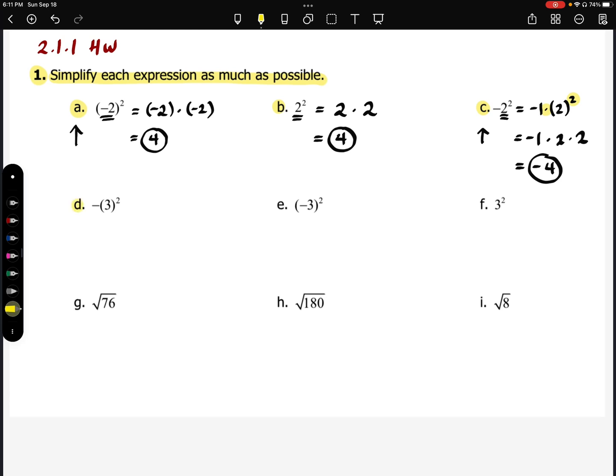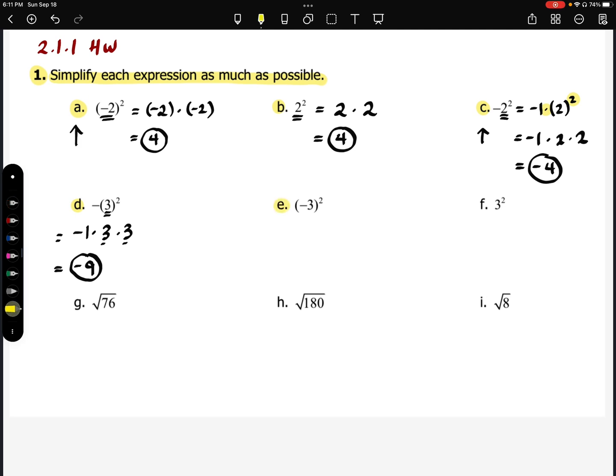So when we look at letter D, we have the opposite of 3 squared, right? So this is like saying a negative, and our base is 3. So this is like saying a -1 times a 3 times a 3. Well, we know 3 times 3 is 9, and then times -1 should give us a -9.